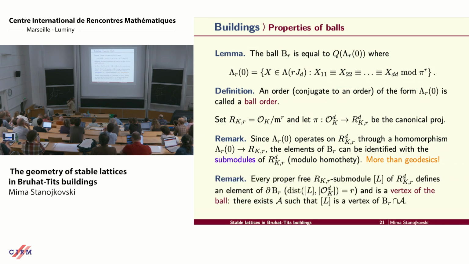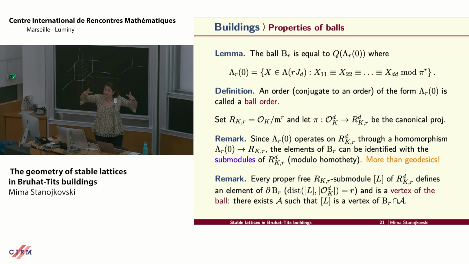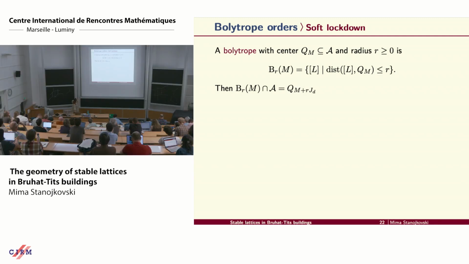And these balls have vertices, in the sense that we saw that once we cut with an apartment, we get a polytope, also in the usual sense. And the cool thing is that these vertices correspond to free modules over this truncated ring of rank, well, properly included in this truncated module.